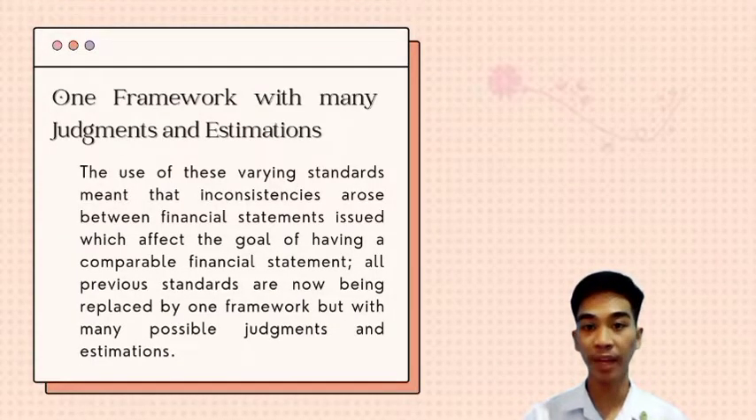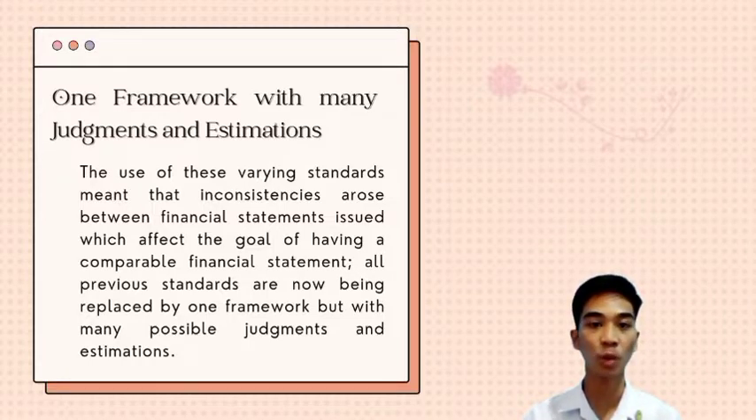One framework with many judgments and estimations. The use of varying standards meant that inconsistencies arose between financial statements issued, which affects the goal of having comparable financial statements. All previous standards are now being replaced by one framework, but with many possible judgments and estimations.